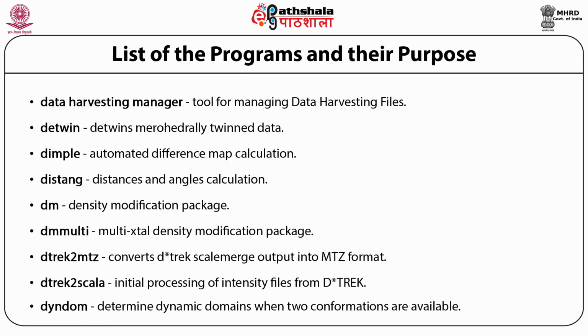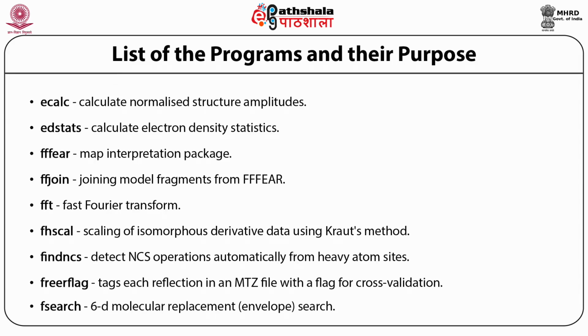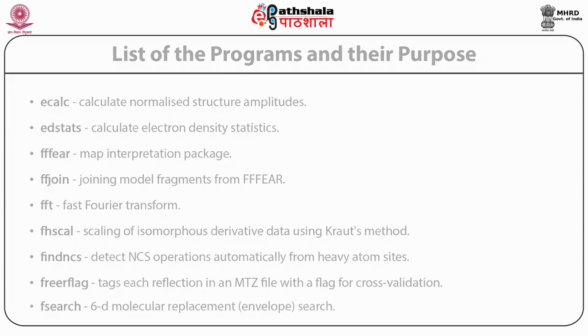Density modification, again we are going to deal with this in depth. So there is a program called DM, and to determine the dynamic domains when two conformations are available, we use the program DYNDOM. We have a program to calculate the normalized structure factors. This is known as ECALC. To calculate electron density maps, one uses ELSTATS. For the fast Fourier transform, you use the program FFT, and for map interpretation package, you use FFFEAR, and so on.